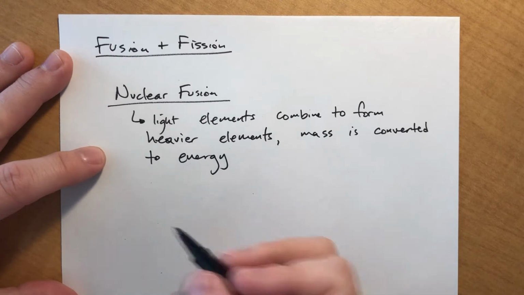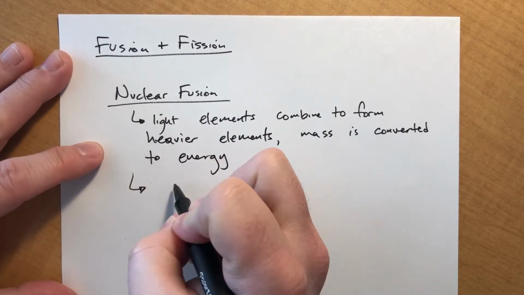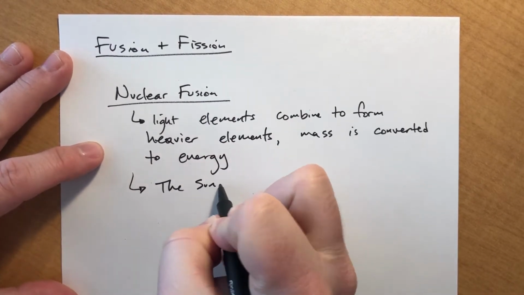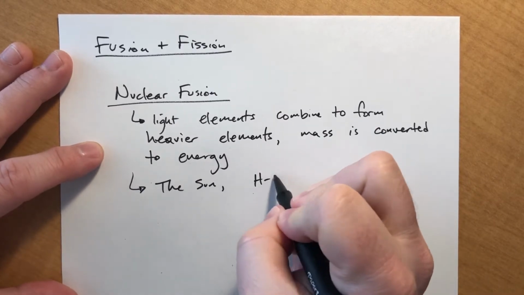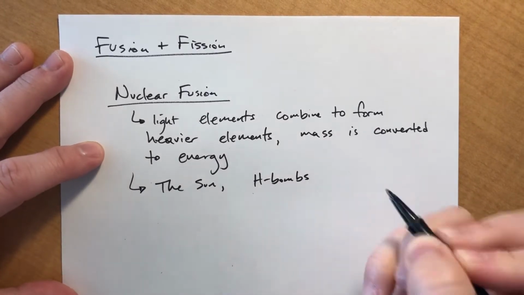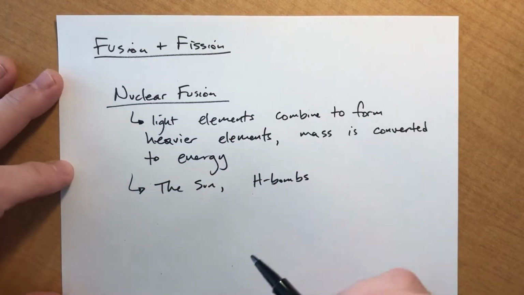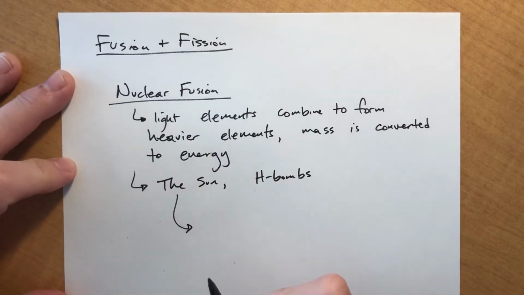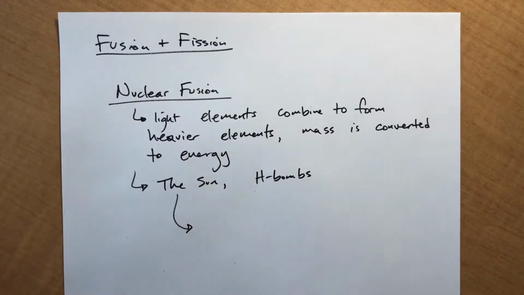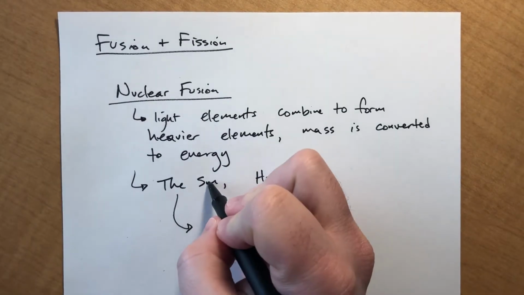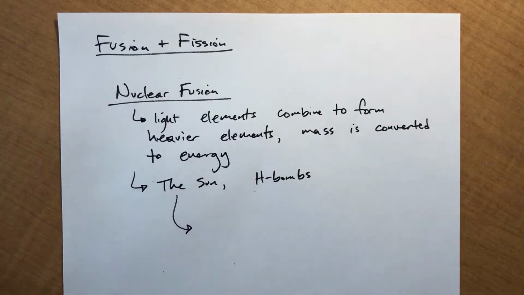This is pretty much the type of reaction that's occurring in the sun and in hydrogen bombs. The reason they're called hydrogen bombs is they're literally taking hydrogens and smashing them together. Okay. The sun, let's talk about that one. Most stars are pretty much made of hydrogen. Hydrogen is the most common element in the universe. It is literally just a proton and an electron.